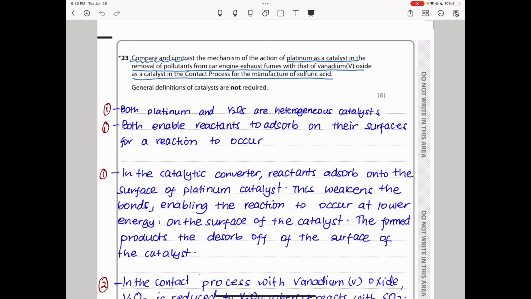Question 23 says, compare and contrast the mechanism of the action of platinum as a catalyst in the removal of pollutants from car engine exhaust fumes with that of vanadium pentoxide as a catalyst in the contact process for the manufacture of sulfuric acid. So when they say compare and contrast, we have to talk about the similarities as well as the differences. Similarities are both platinum and vanadium 5 oxide are heterogeneous catalysts. It means they are in a different phase as compared to the reactants, and both enable the reactants to adsorb onto their surfaces for the reaction to occur.